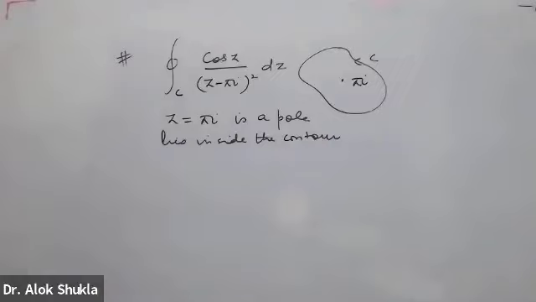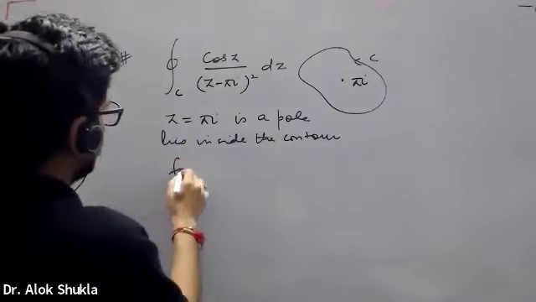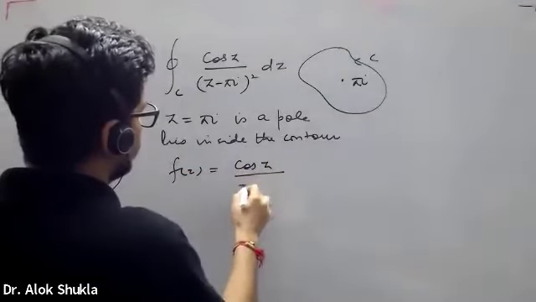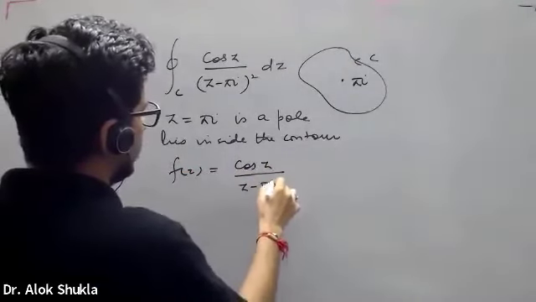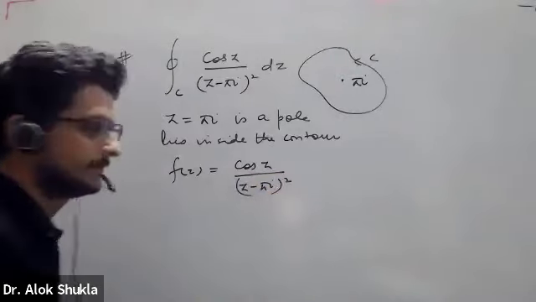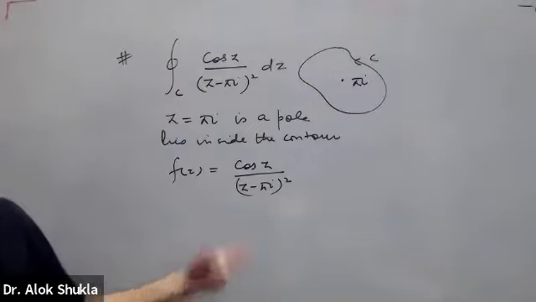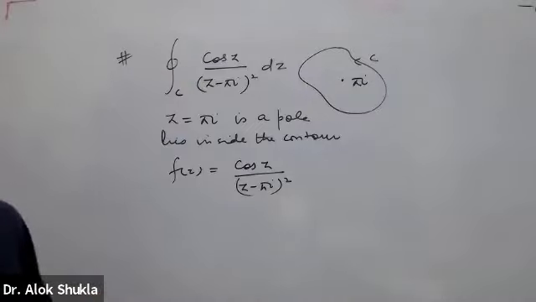Inside the contour. So no problem up to this. So write the F(z). F(z) is cos z over (z minus pi i) square. So it is a second order pole, so you can use the formula for nth order pole. Yes, you can use the formula for nth order pole.